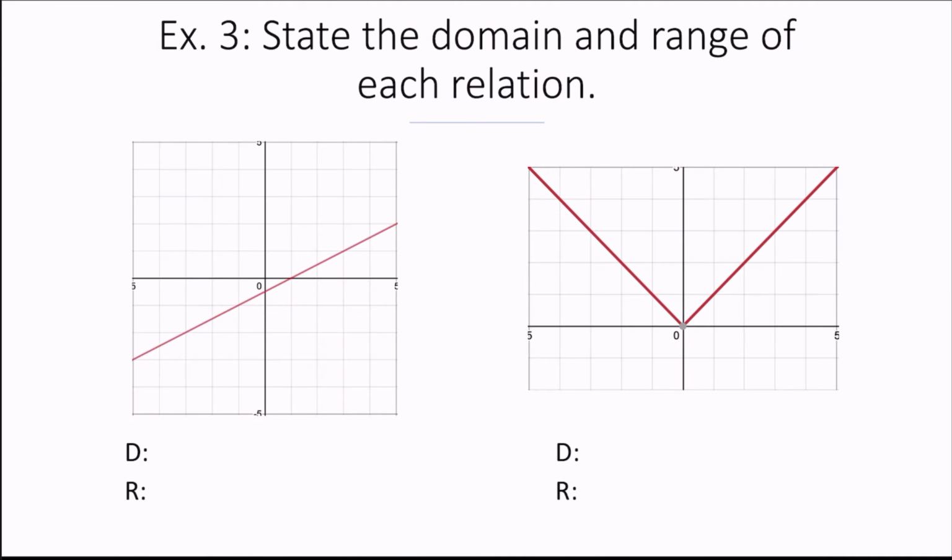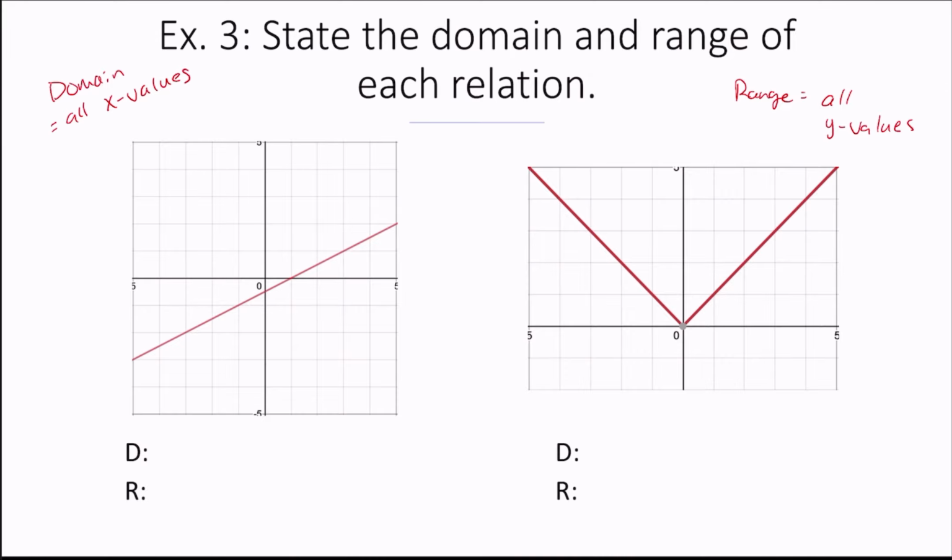Now, the other way around, here we have a pair of graphs, and we want to state the domain and range of each relation based on the graph. So, on these graphs, our domain, again, is all the x values. And our range is all the y values.